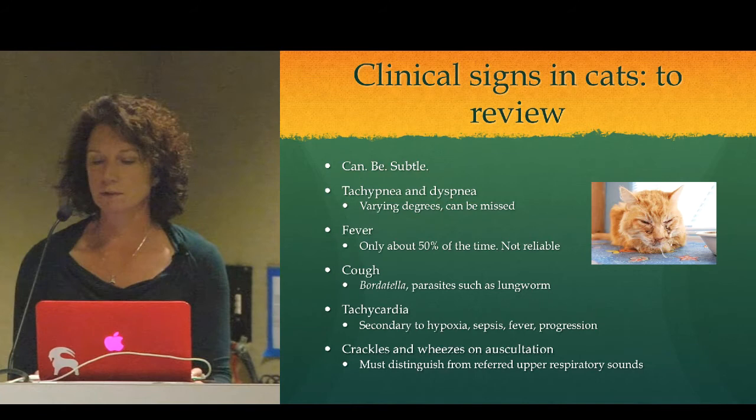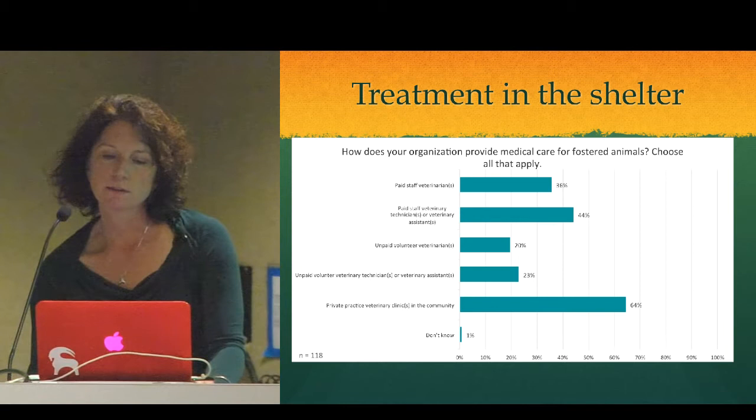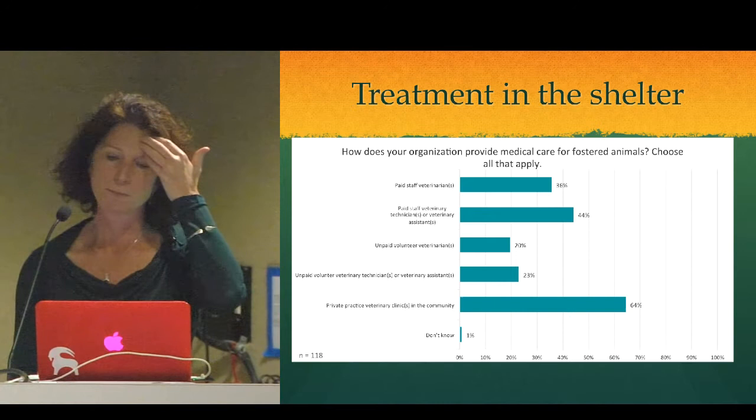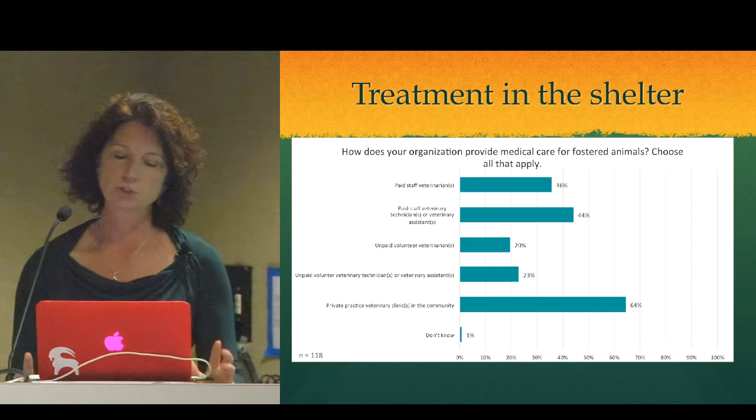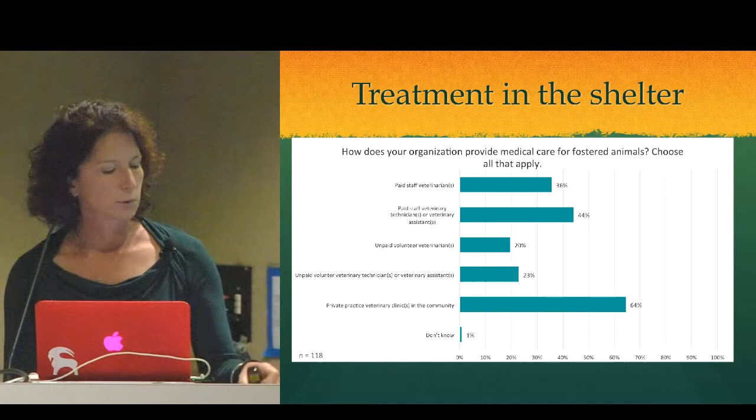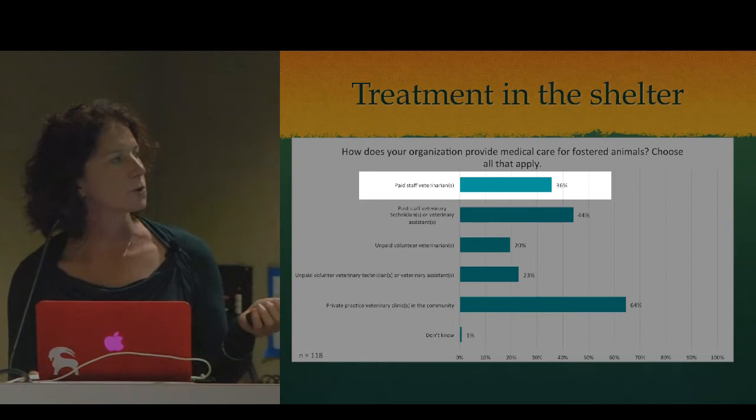This was a survey that I did for a webinar, a national survey of 118 organizations to figure out how medical care was provided for fostered animals. In particular, we were talking about kittens and that sort of thing, but it was a general question. I used it earlier in the Parvo lecture, too, because what came out of that is about a third of the organizations had a staff veterinarian that was providing care for their fostered animals.